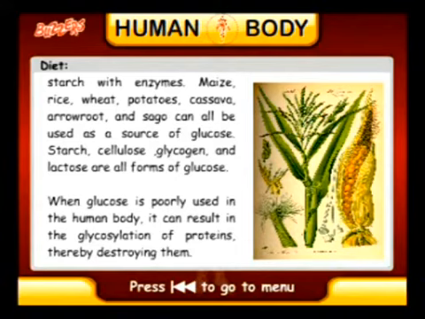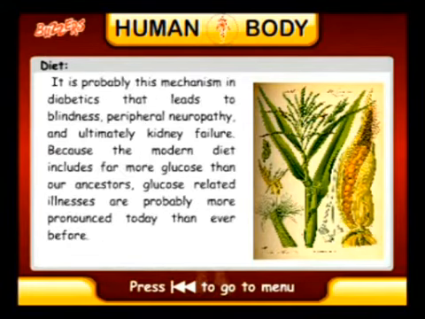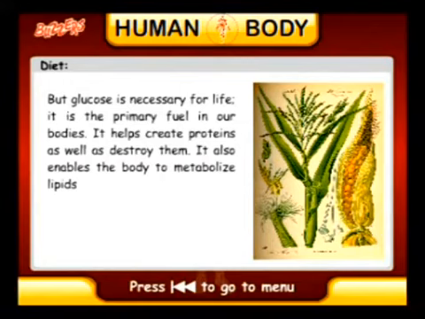When glucose is poorly used in the human body, it can result in the glycosylation of proteins, thereby destroying them. It is probably this mechanism in diabetics that leads to blindness, peripheral neuropathy, and ultimately kidney failure. Because the modern diet includes far more glucose than our ancestors, glucose-related illnesses are probably more pronounced today than ever before. But glucose is necessary for life.